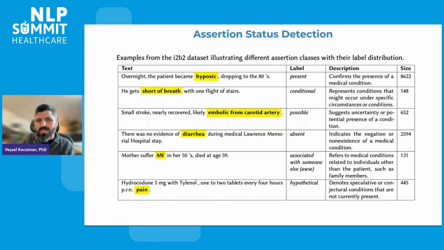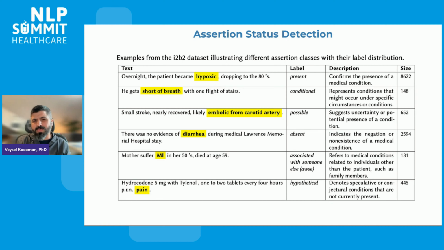So the next task was to test if assertion status detection can be achieved by an LLM as well, because assertion status is more of an understanding than an entity extraction. Given a neighboring context, it means extracting the negativity scope. For example, the patient gets short of breath when he's doing something else. So this is a conditional situation.